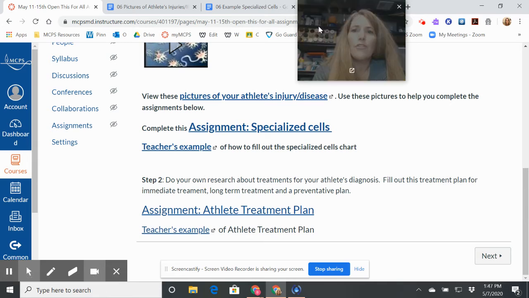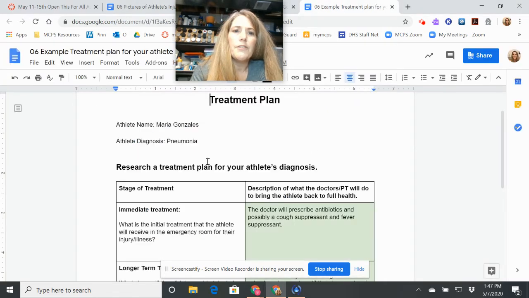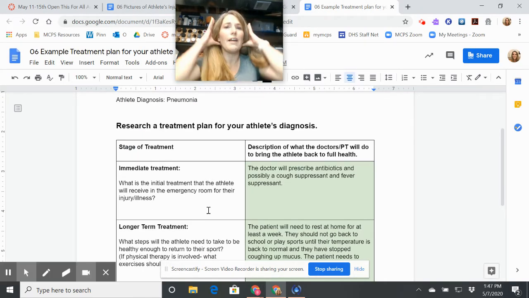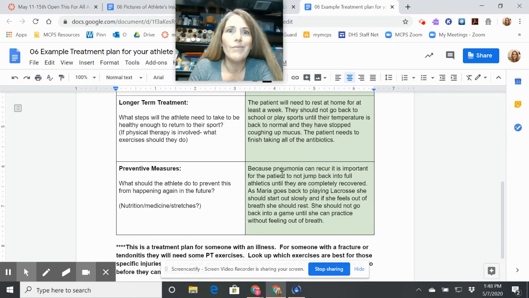So this treatment plan is going to have 3 parts. The first part of the treatment plan is the immediate treatment. All of your athletes have gone to the emergency room, and the question is, what are they doing in the emergency room to help them with an acute something that's happening right then. So this girl has pneumonia. The doctors are going to prescribe antibiotics. They're probably also going to prescribe a cough suppressant, fever suppressant. Longer term, she's not getting put in the hospital. She's going home. So she's going to need to rest. She is going to need to finish taking all of her medicine, all of her antibiotics. And she shouldn't go back to school or sports until her fever is totally down.